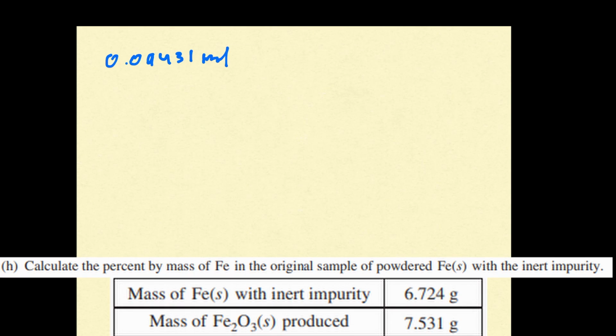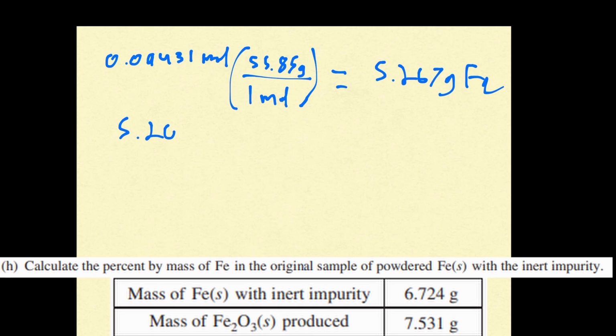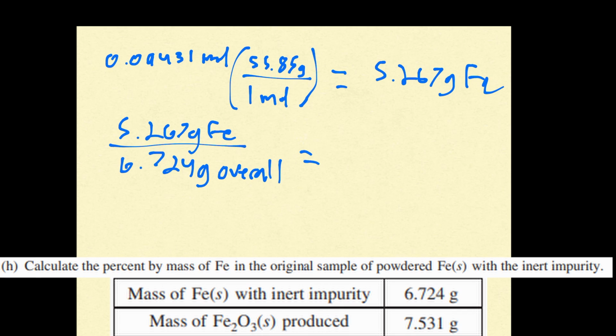Now that we have our moles of iron from the last question, we can convert that to grams and divide by the original grams sample to get our purity of our iron. Make sure you are dividing by the 6.724 grams, not the iron 3 oxide produced.